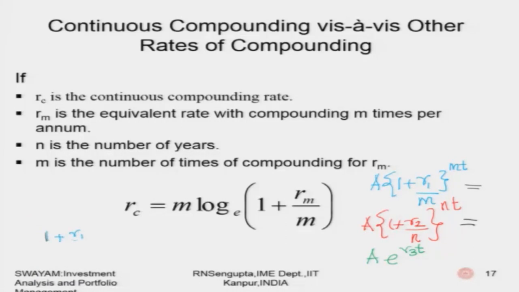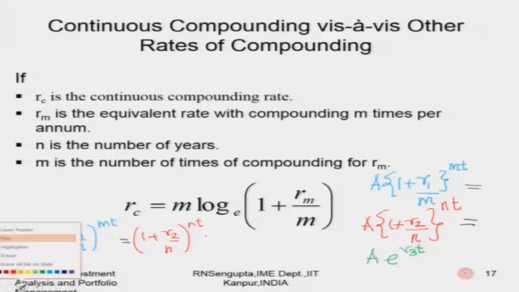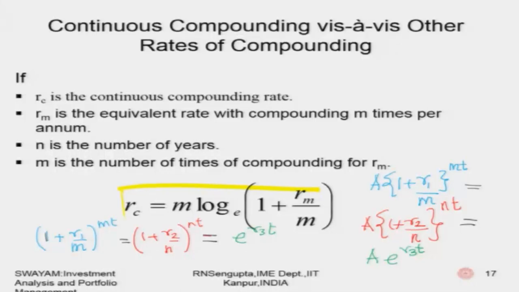(1 + R1/m)^(mT) = (1 + R2/n)^(nT) = continuous compounding case, which is e^(R3 T). So, if you equate them, the formula which is given, which I will highlight now using yellow, is exactly the same one which we have considered.